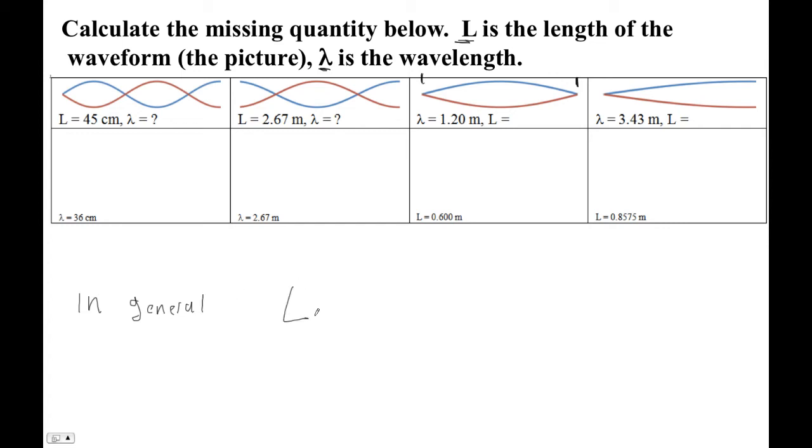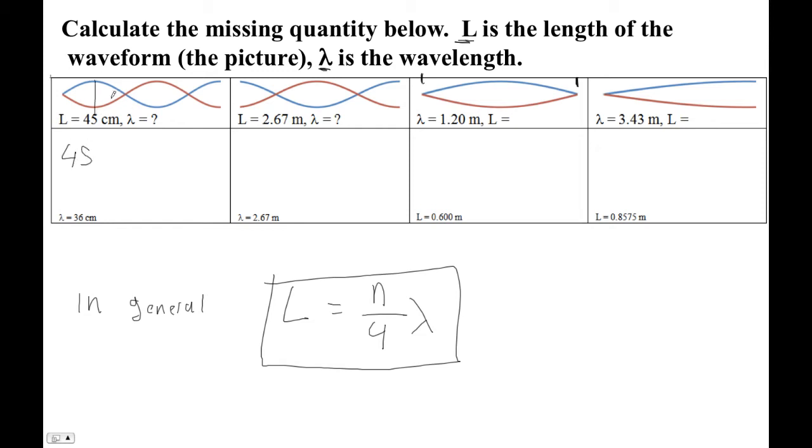the length of the pipe is divided into so many quarter wavelengths, right? Now you can do half wavelengths, for example, that's half a wavelength, but you can always divide it into quarter wavelengths, right? So in this case, the length of the pipe is 45 centimeters. So I say 45, and then I've got to count the quarters here, right? 1, 2, 3, 4, 5. So 45 is 5 quarter wavelengths.